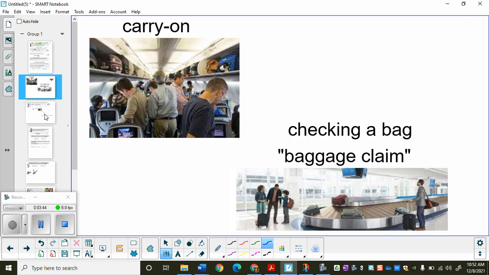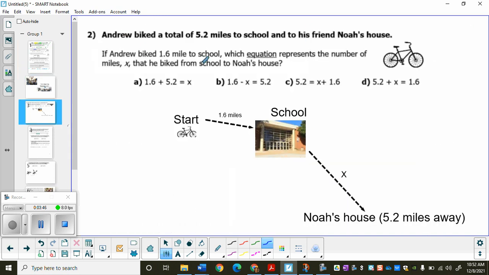So here we have it in a picture. This is just the problem up here again. So when he starts, like it says, he biked 1.6 miles to school. So here's 1.6 miles to school. Then from school, Andrew goes over to his friend Noah's house, which is a total of 5.2 miles away from this starting point. So the 1.6 plus our unknown gives us the 5.2 mile total.